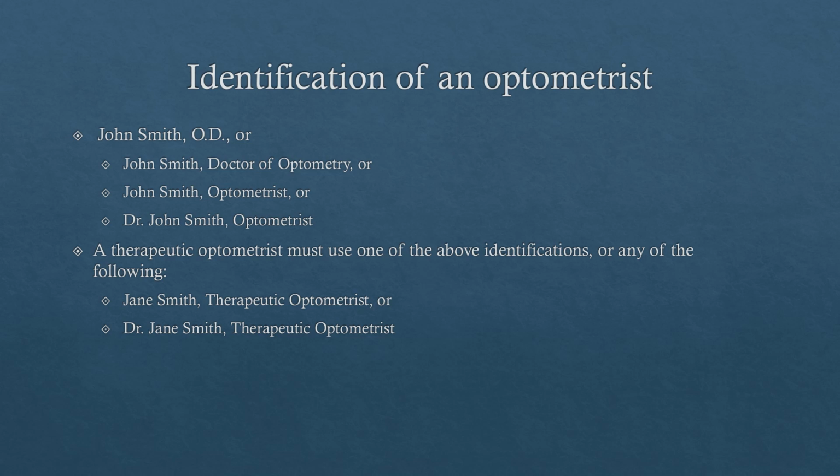So here are the proper listings for an optometrist in Texas. You may use OD after your name. You may use Doctor of Optometry. You may use optometrist, or you may use doctor followed by optometrist. If you are a therapeutic optometrist, you can use any of the above, the ones that I just mentioned, or you can use therapeutic optometrist after your name, or add that same title with doctor in front of your name. So Dr. Jane Smith, for example, therapeutic optometrist.